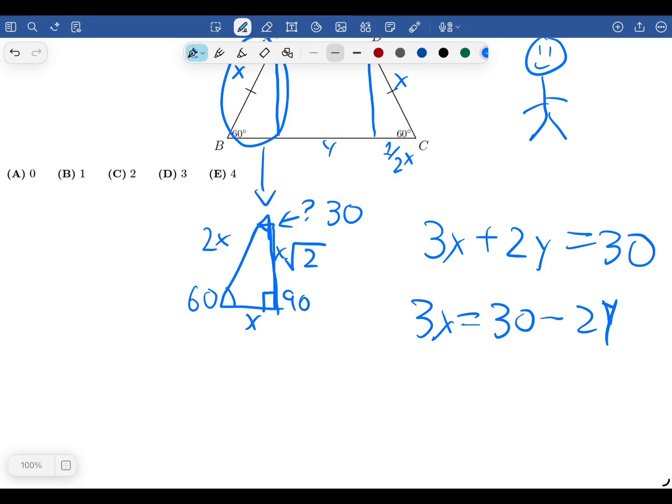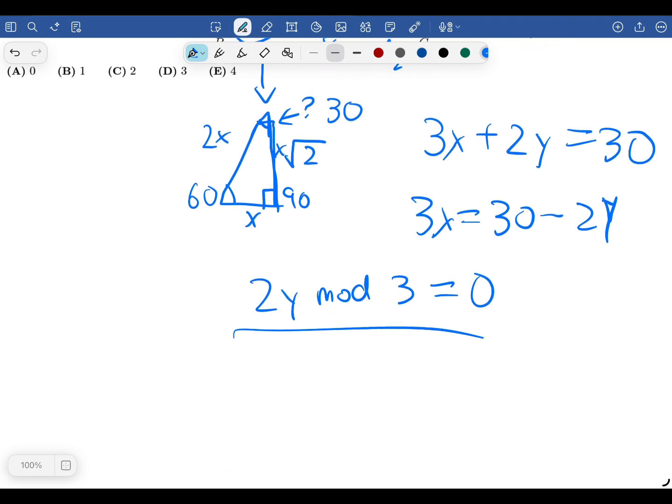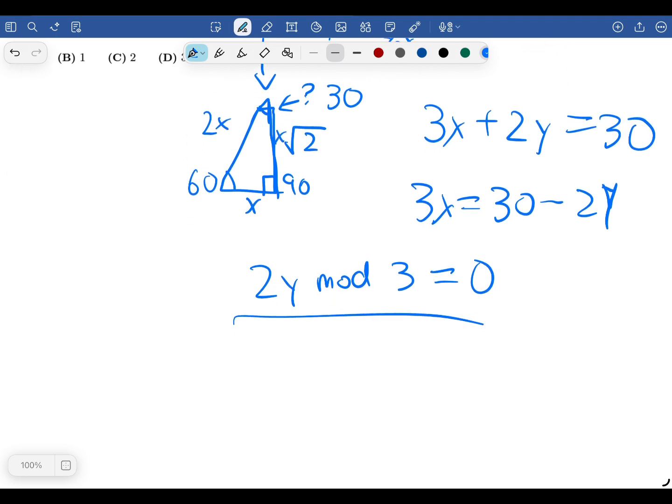Trust me. Because we know that x has to be an integer. And 30 is already a multiple of 3. So 3x is always going to be a multiple of 3. 30 is a multiple of 3 already, so 2y has to be a multiple of 3. So, if you're wondering what this means, it's a modulus, which means multiple. So 2y has to be a multiple of 3.